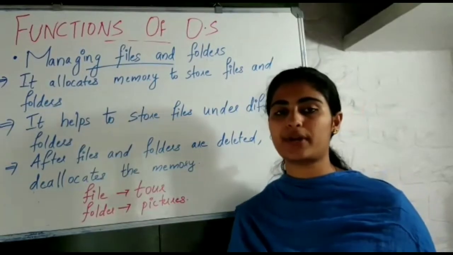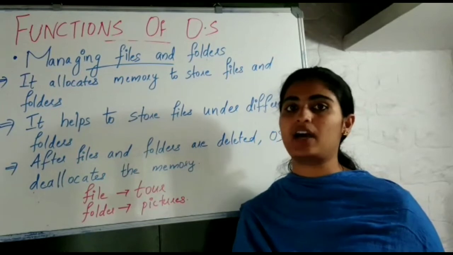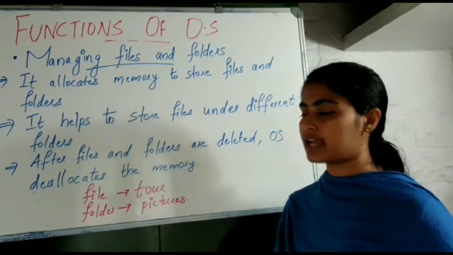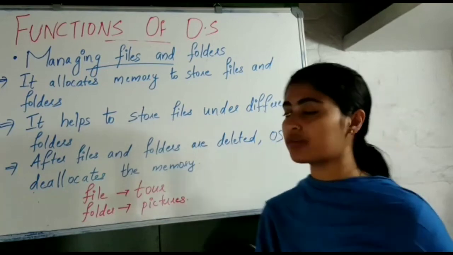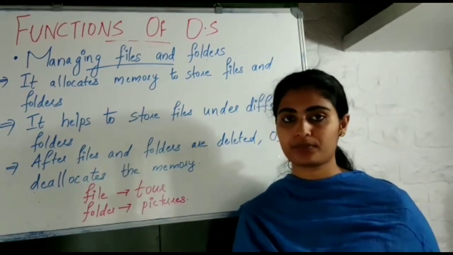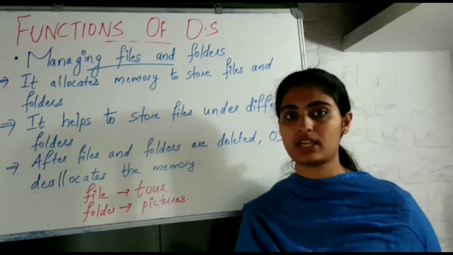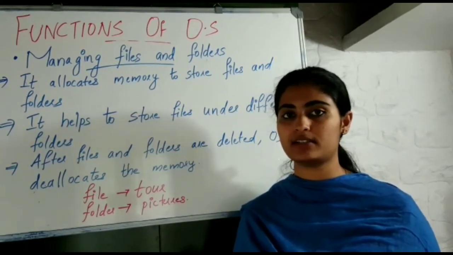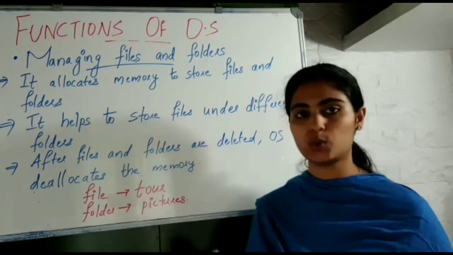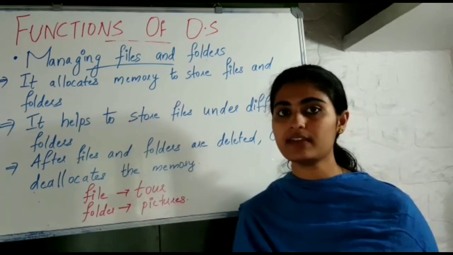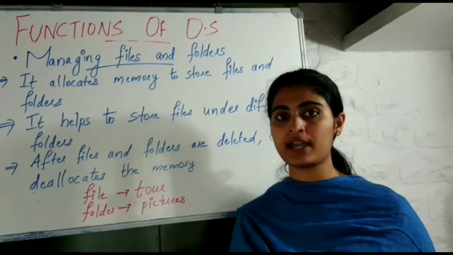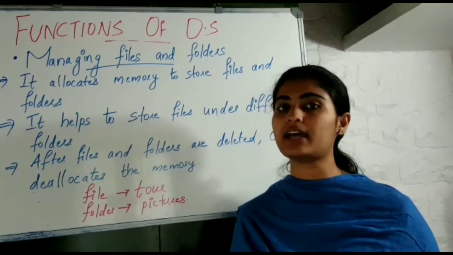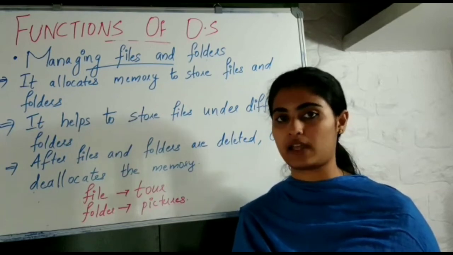Last function of operating system is managing files and folders. First point is it allocates memory to store files and folders. For example, I want to save the pictures of the tour that I have gone, and I'm saving it by the file name tour. So for saving that particular file inside the computer, I need space inside the memory. And operating system is the one that allocates space for these files.